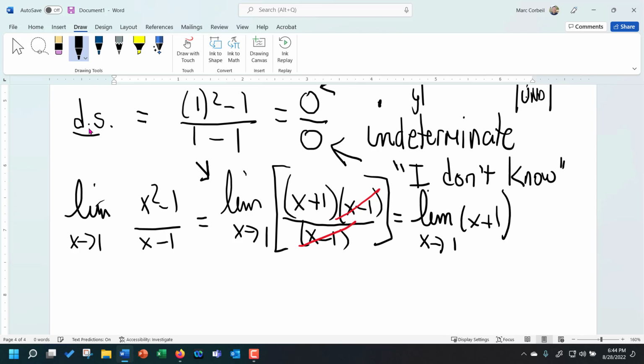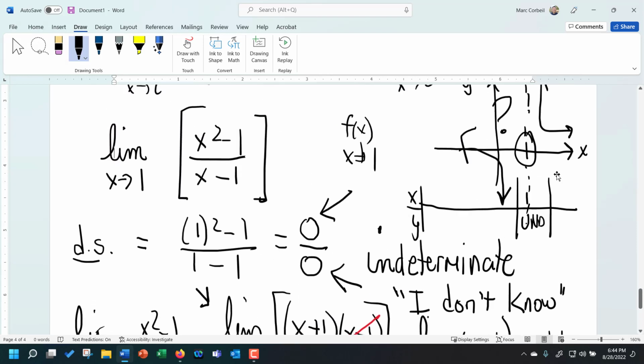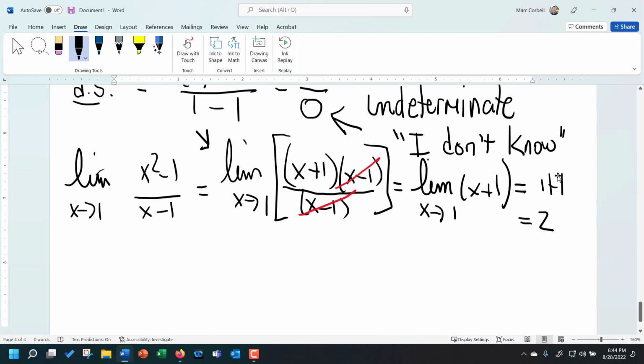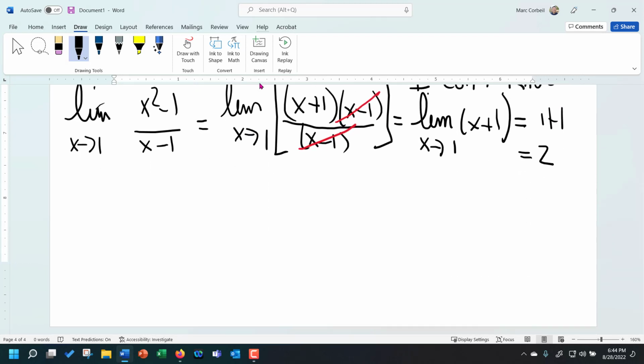And if we look at that, we get x plus 1, that's 1 plus 1 is 2. So this limit wasn't 0, it wasn't division by 0, it's actually equal to 2, meaning that this diagram up here doesn't make a lot of sense. So let's go back down to it and see exactly what was going on.